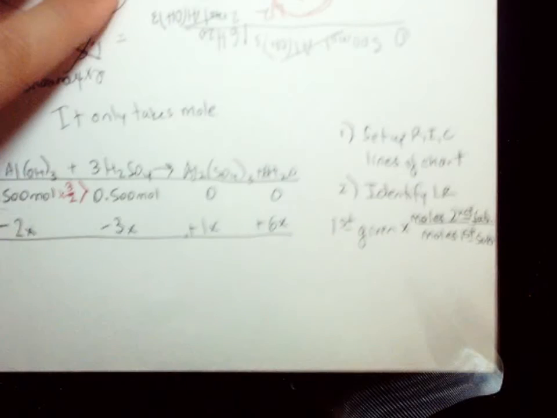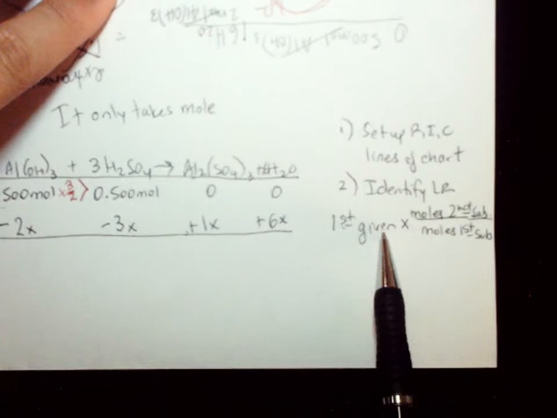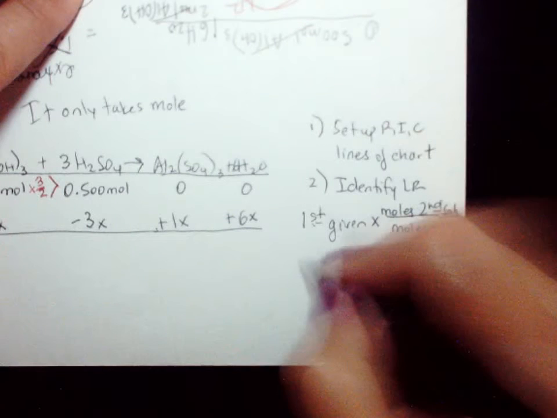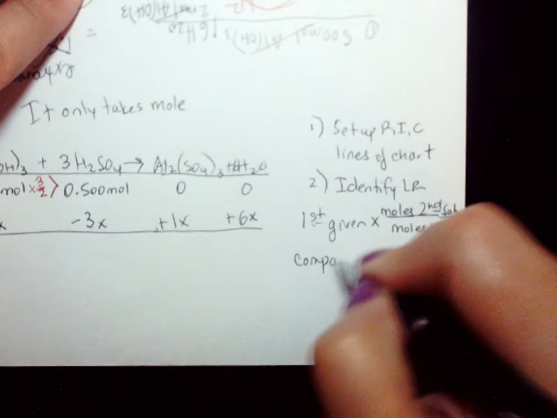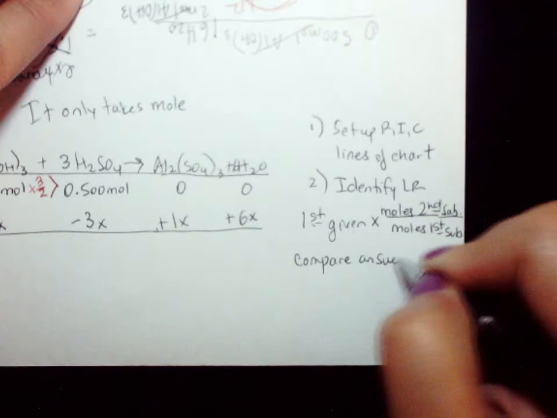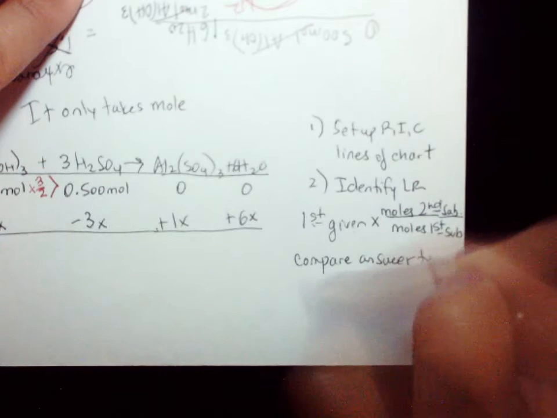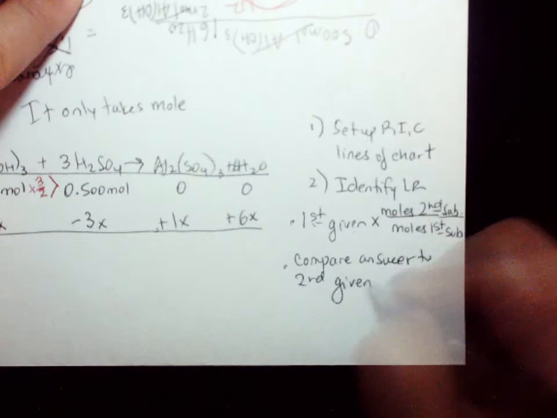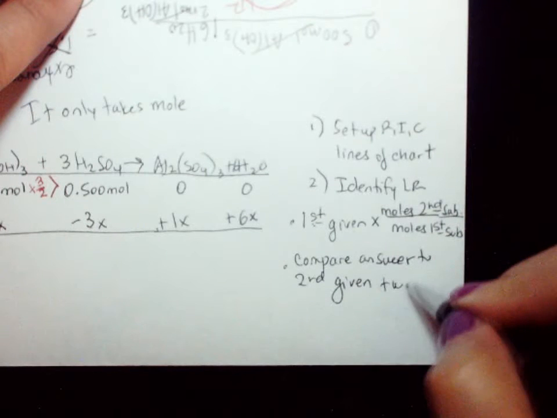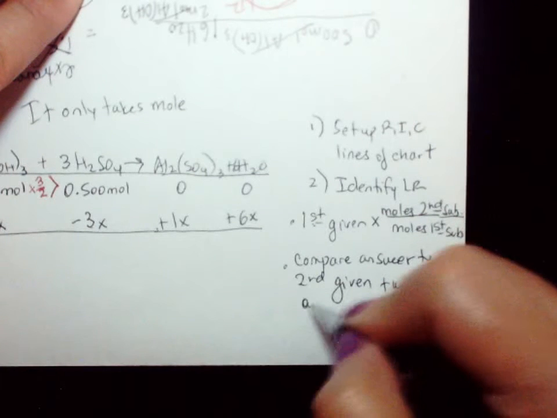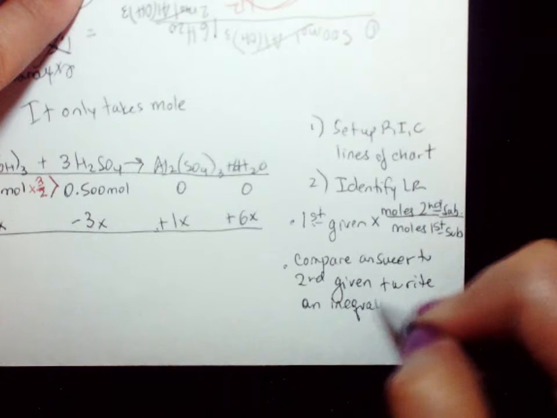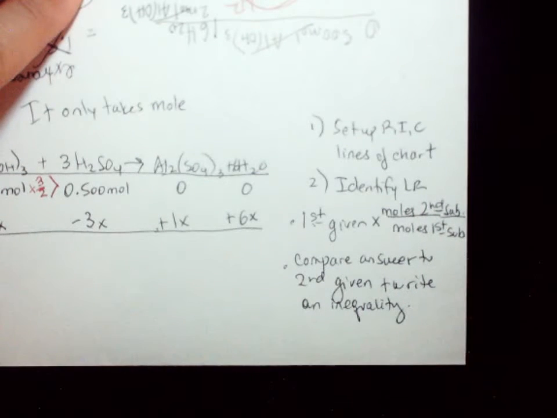Okay, so you take the first given, you multiply it by the moles of the second substance over the moles of the first substance, compare that answer to the second given, and write an inequality. All right?